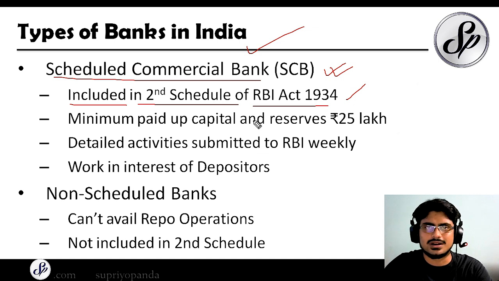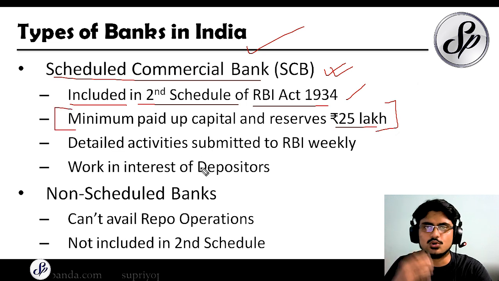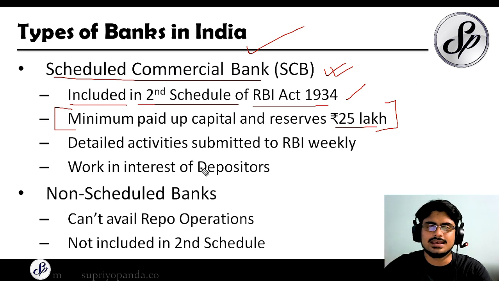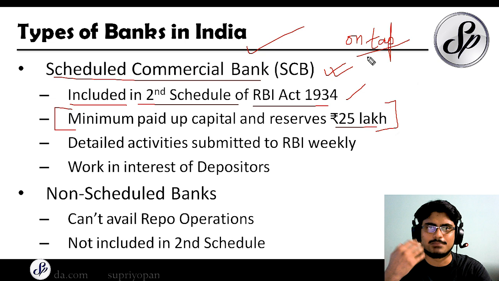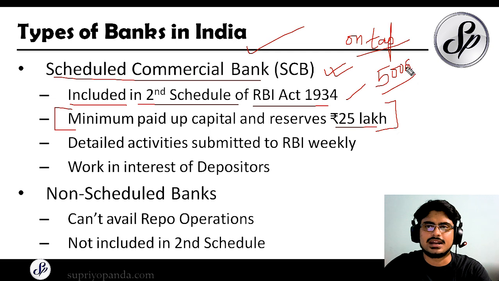There is also another clause, the minimum paid up capital and reserves need to be at least 25 lakh rupees. But you don't need to remember that much, because in the current examinations this clause is mostly not being asked. The reason is that RBI has started something called the on tap banking license. To get a license and create your own private bank, you need to have a capital of 500 crore. So 500 crore is the current capital that you require, and that is why this clause is not that valid right now. You can just make a note of it for historical reasons.